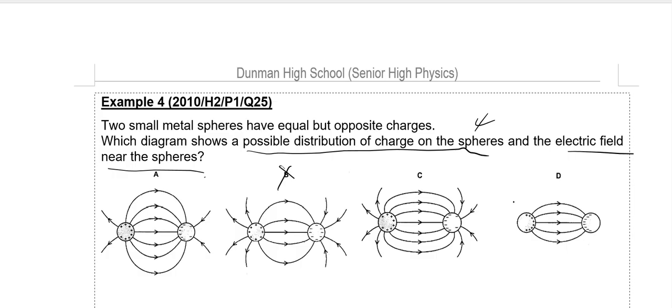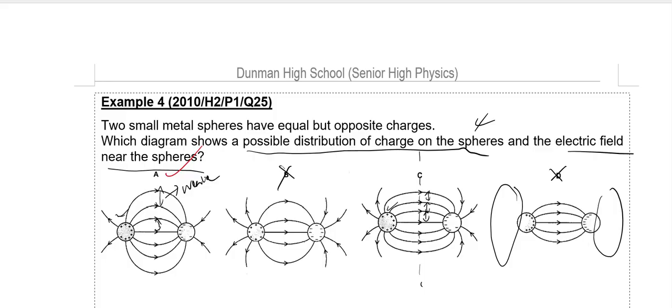For D, should there be zero field here and here? There should be some field still. So D is wrong as well. It's between A and C because for A and C the inside looks okay. Then between A and C, which one is correct? A is suggesting that this one is smaller than this one, which means this is a weaker field. Whereas C is suggesting that it looks a bit like parallel here, somewhere along this dotted line.